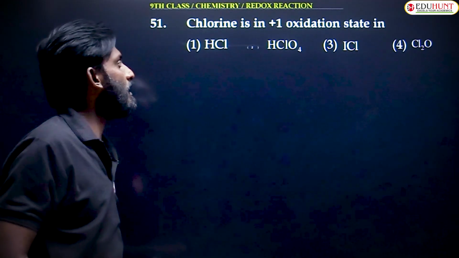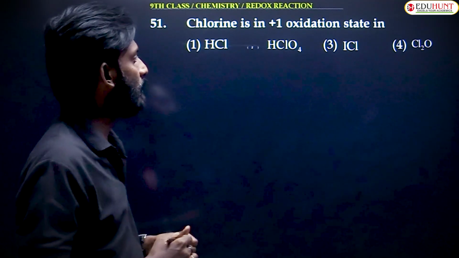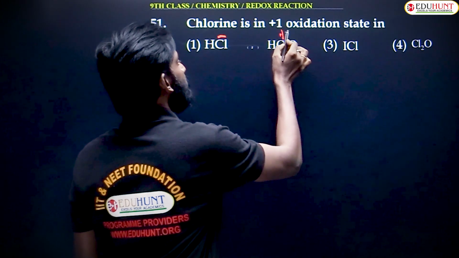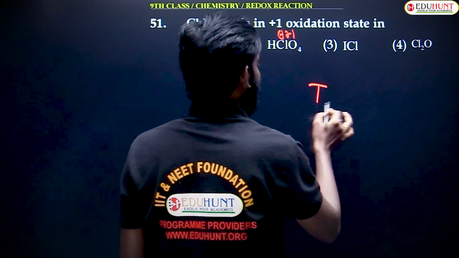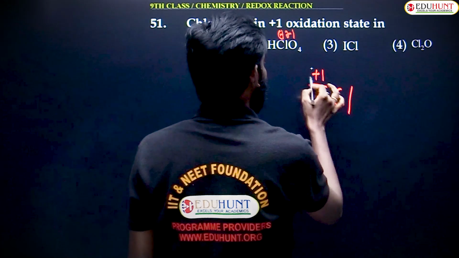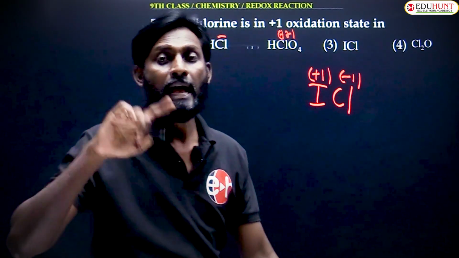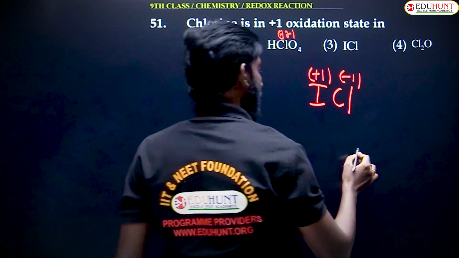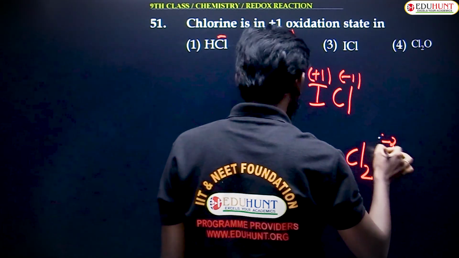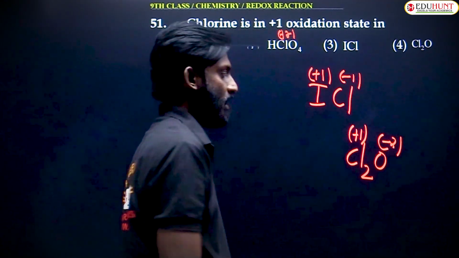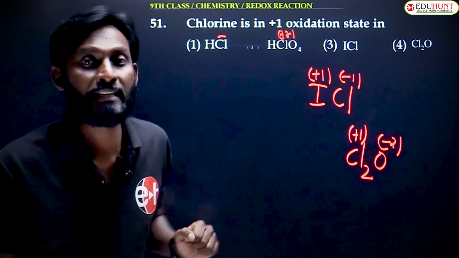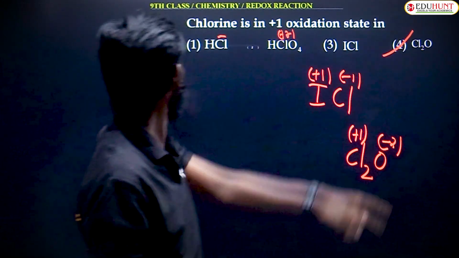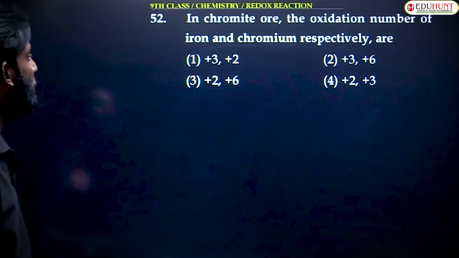Chlorine is in plus 1 oxidation state. See, here chlorine will be minus 1 state, here chlorine will be in plus 7 state, here ICl, an interhalogen compound, iodine will be plus 1, chlorine will be minus 1, because compared to iodine, chlorine is more electronegative, na? Now Cl2O, oxygen will be minus 2 state, so each chlorine will be plus 1 state. So the fourth option is the option where you will find chlorine in plus 1 state. Okay? Yes. Moving towards the next question.